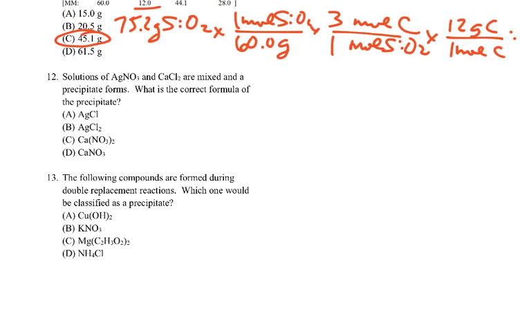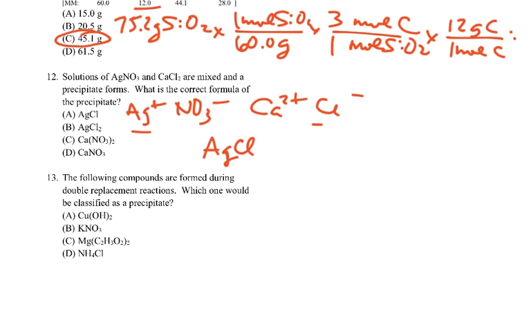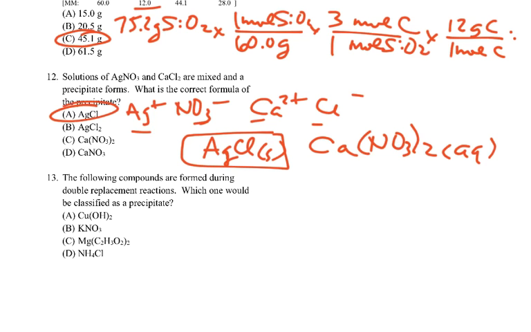Okay, solutions of silver nitrate and calcium chloride are mixed and a precipitate forms. What's the correct formula of the precipitate? So what have I got? I've got Ag+ and NO3- mixing with calcium Ca2+ and Cl-. So one choice is silver going with the chloride, AgCl, because +1 and -1, and the other possibility is calcium going with nitrate, and I need 2 nitrates. But I know my nitrates are aqueous, so I know that is not my precipitate, so it must be the AgCl, which is answer A, and that's the correct formula, AgCl.